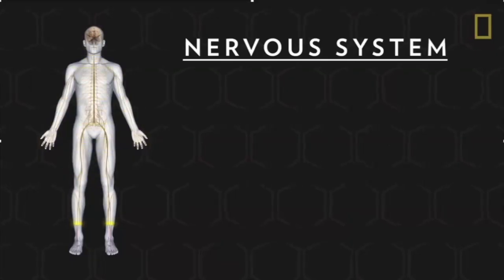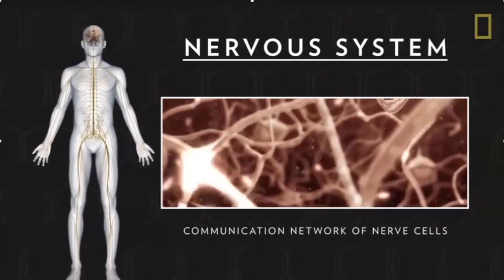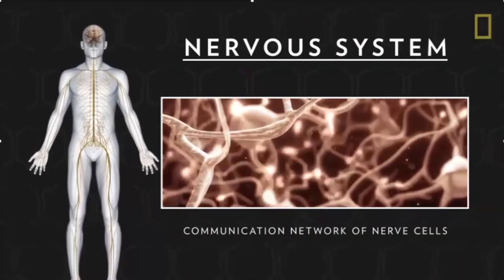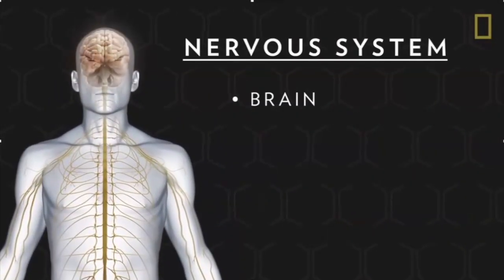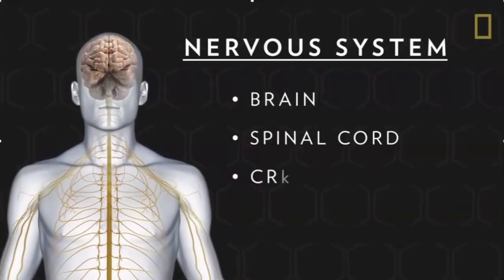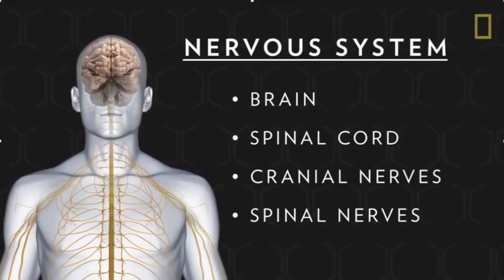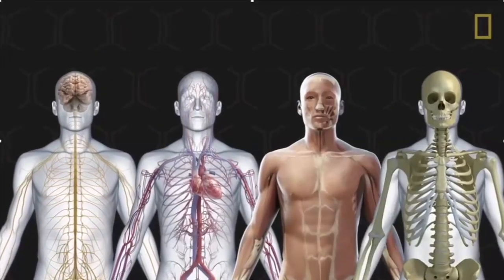Lastly, the nervous system is a communication network of nerve cells that the body uses to transmit information and coordinate bodily functions. It's comprised of the brain, the hub of sensory and intellectual activity, the spinal cord, and the many cranial and spinal nerves that emanate from them.